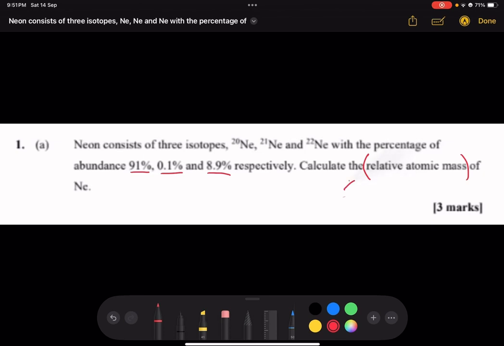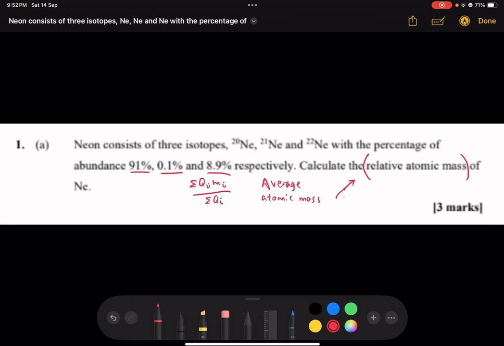To find the relative atomic mass, we have to find the average atomic mass first. Then only do we convert it into relative atomic mass. But how do we actually find the average atomic mass? We have to apply this formula, KMPK, short form KMPK.